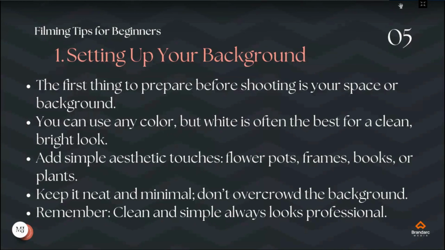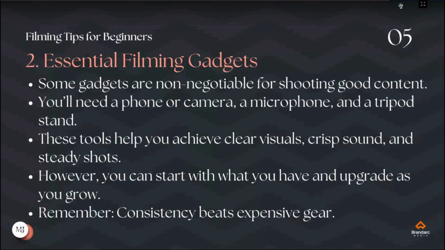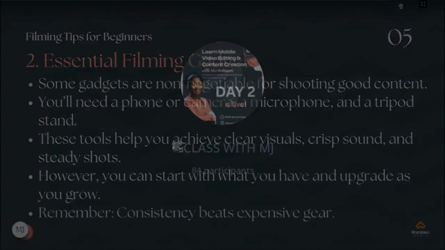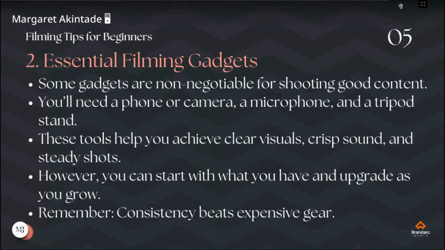Number 2, essential filming gadgets. Yes, they are very important. So after you've worked on your background, the next thing to work on is essential filming gadgets. Some gadgets are non-negotiable for shooting good content. Number 1, you need a phone or a camera. Remember, I did not say expensive phone. I did not say iPhone 17. You just need a phone or a camera. If you have access to a camera and you know how to operate it, you can use that.